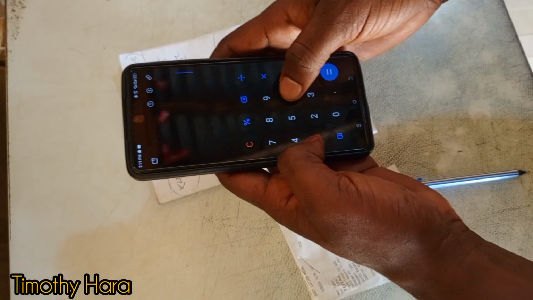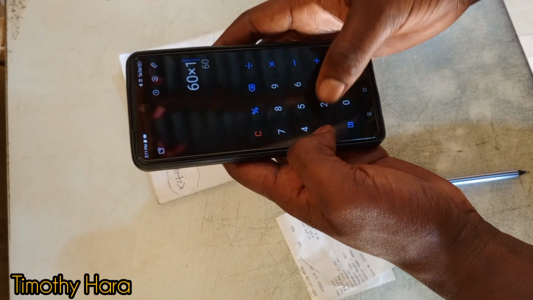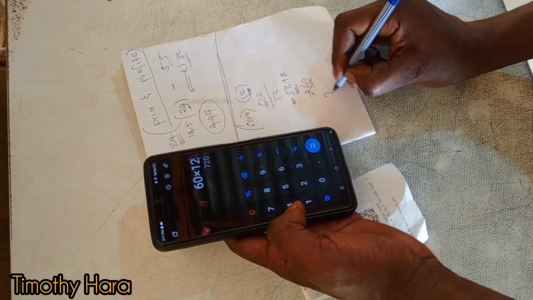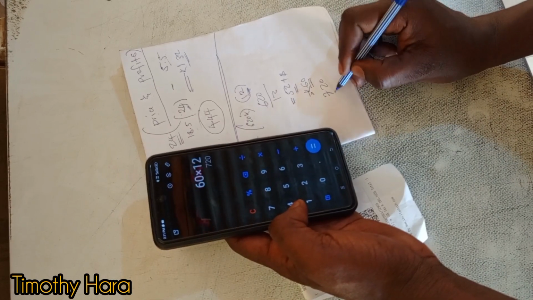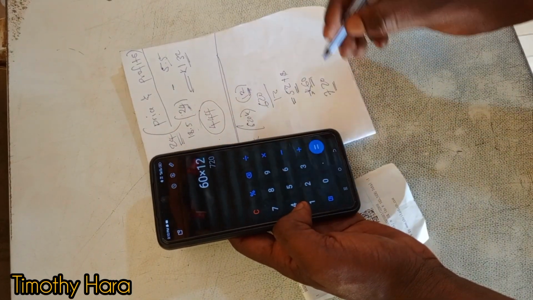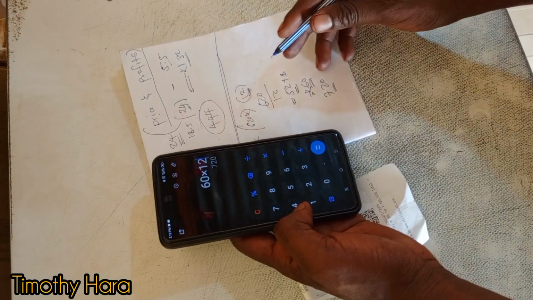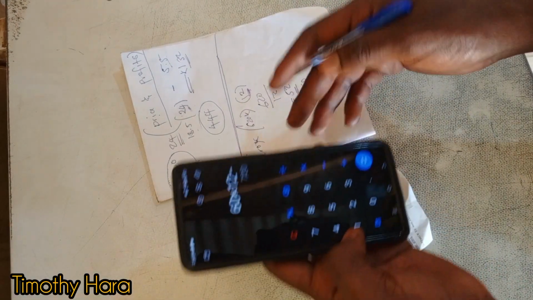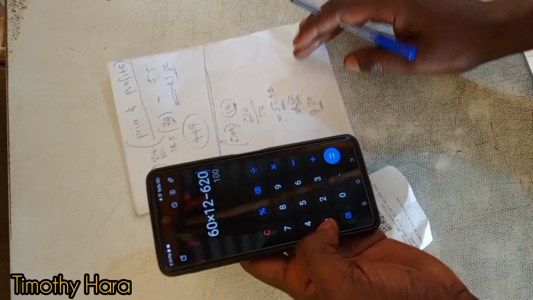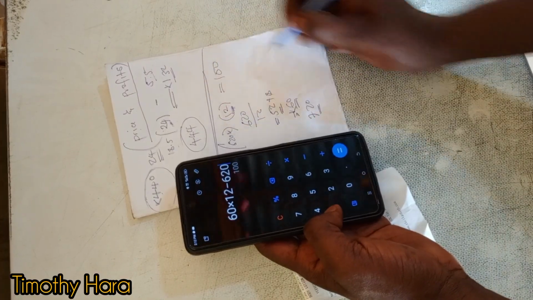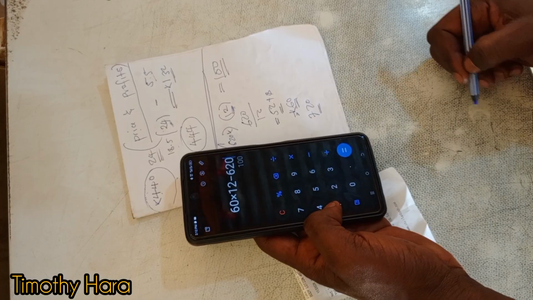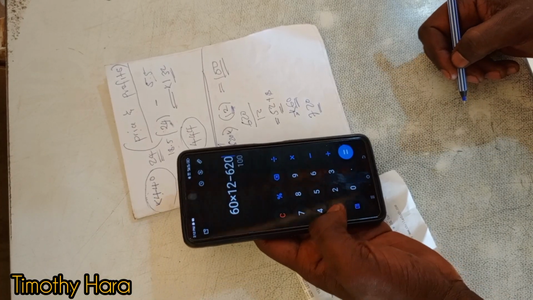Or you just do this. 60 by 12, which is the total amount, which is 720. That is the whole amount of money that you're going to have after selling all 12 bottles. So you subtract 620, which makes your profit 100 kwacha. This is your profit. I hope you understand this now, and I hope you are clear now. Let me tell you this.